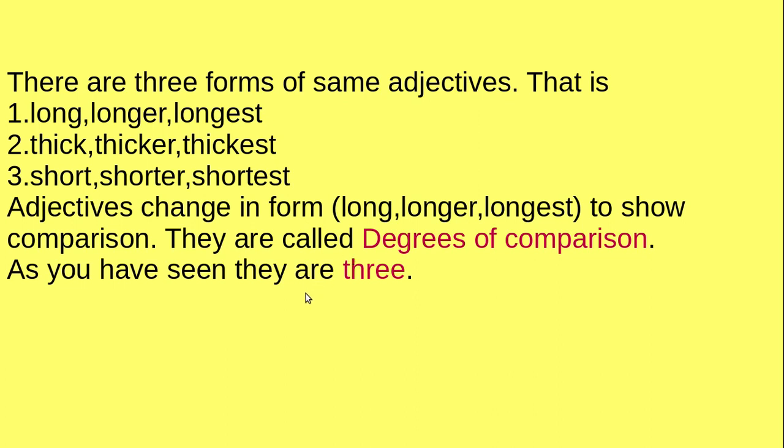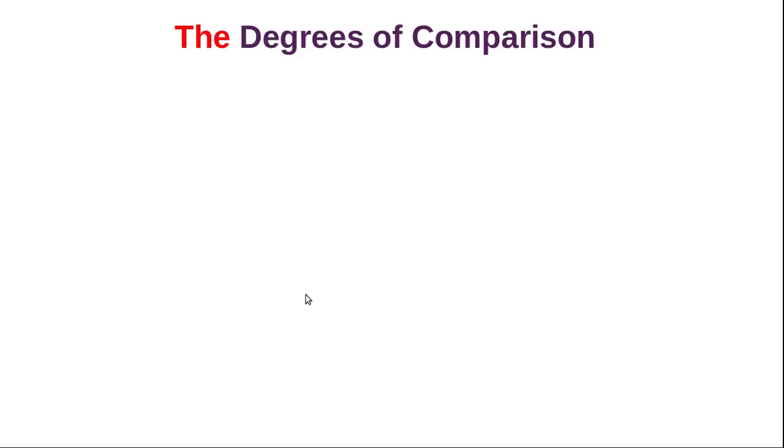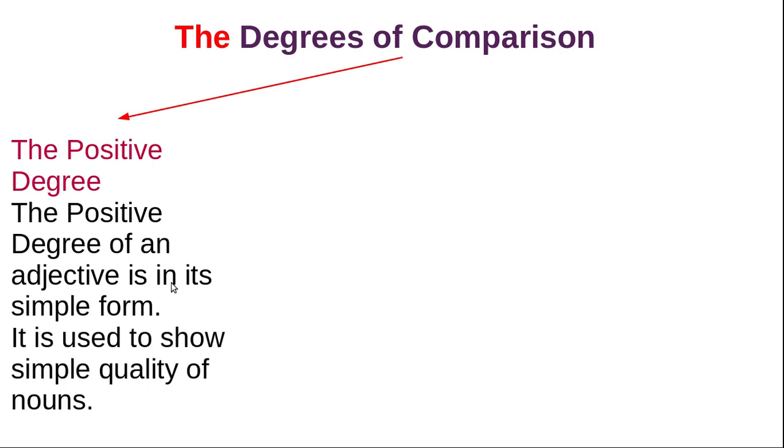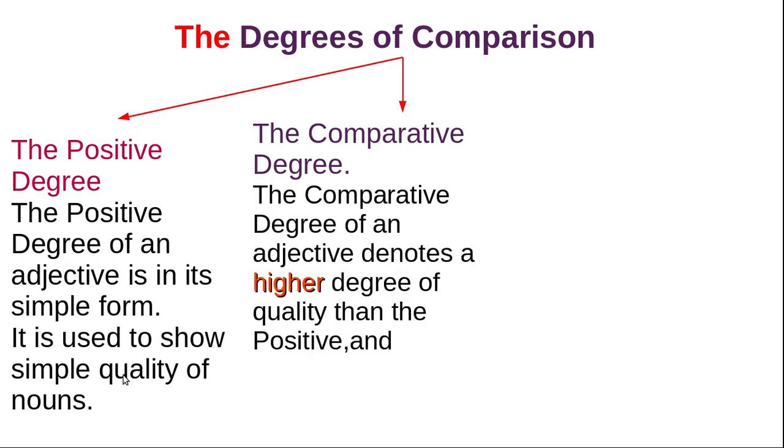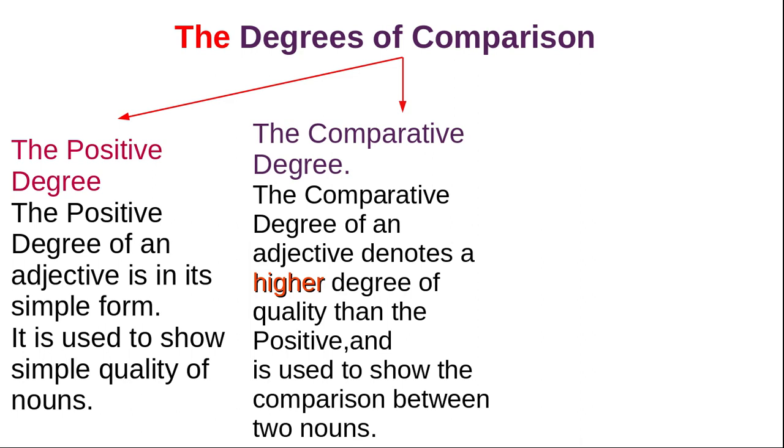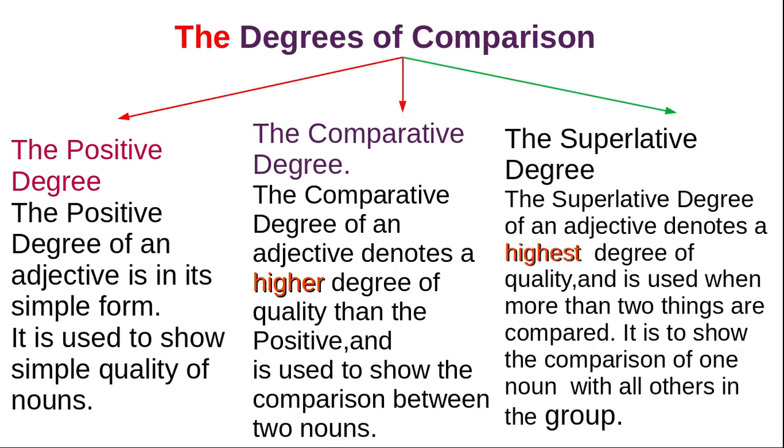As we have seen, there are three degrees of comparison. The first one is the positive degree. That is its simple or basic form, and it is used to show the simple quality of a noun. There is no comparison, right? The second one is the comparative degree. That is the form which denotes a higher degree of that quality than the positive, and is used to show comparison between two nouns. That is very important, two nouns. The next one is the superlative degree, that denotes the highest degree of that quality, and it is used when more than two things are compared. It shows the comparison of one noun with all others in that group or class.